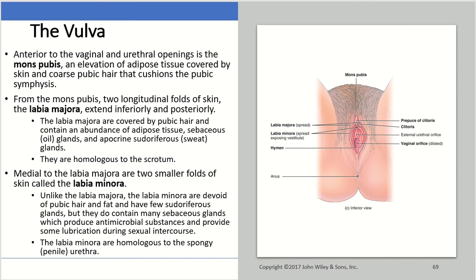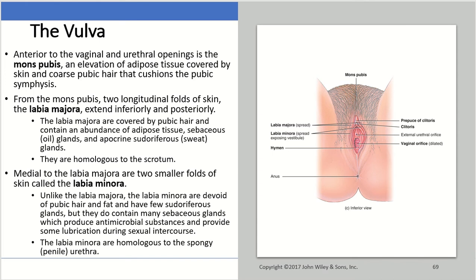This is the labia majora, and these extend inferiorly and posteriorly. The labia majora are covered by pubic hair and also contain an abundance of adipose tissue, as well as sebaceous or oil glands and apocrine sudoriferous glands or sweat glands. The labia majora are homologous with the scrotum. And remember, in this case, homologous means that the tissues share an embryological origin, which is how we're using that term.